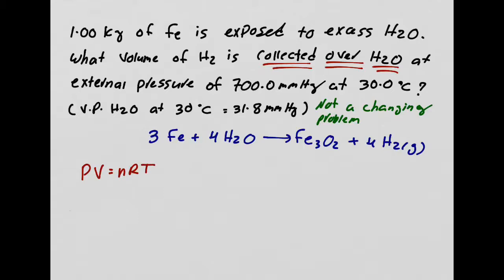And what are we looking for? What is the variable we're looking for? What we are looking for is volume, right? They ask you what is the volume. So I'm going to isolate volume: V = nRT over P. That's perfect. Now I'm going to plug in numbers.